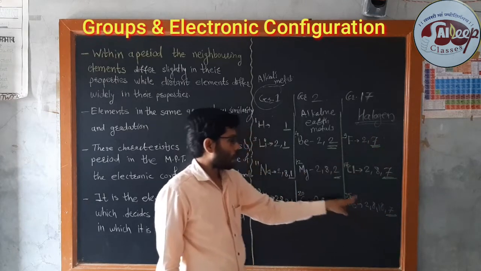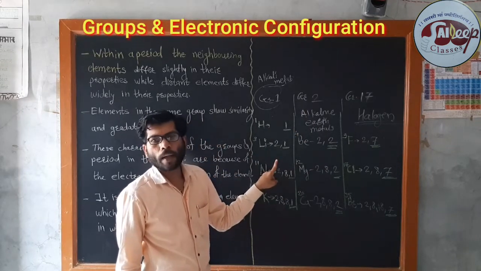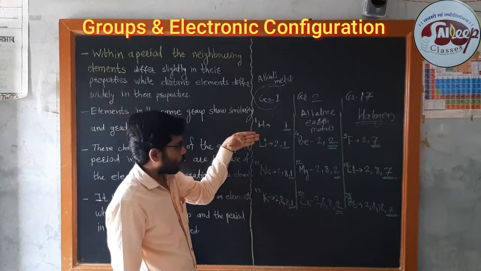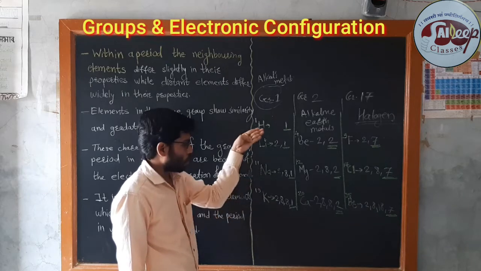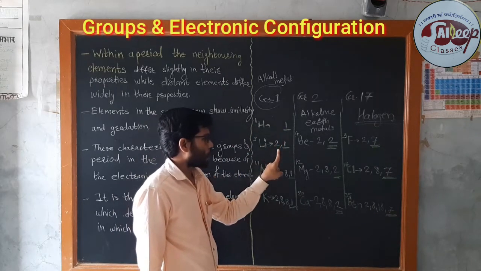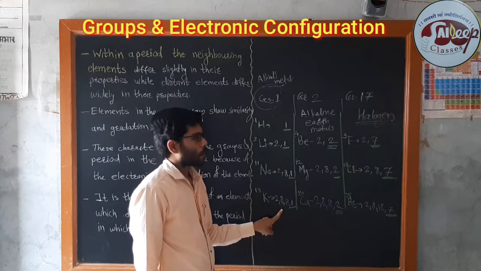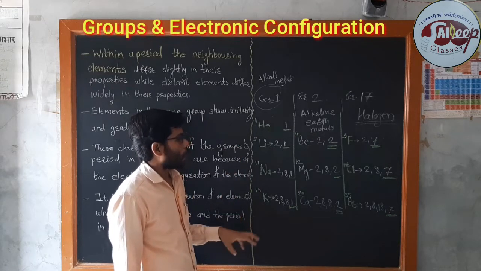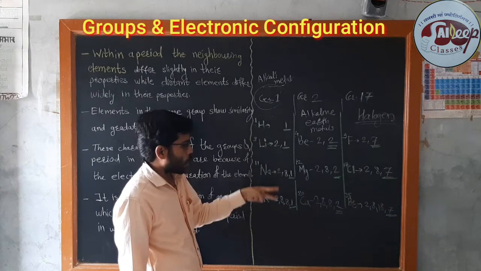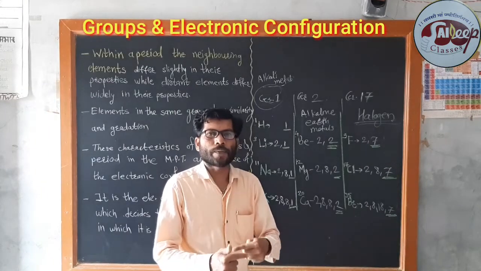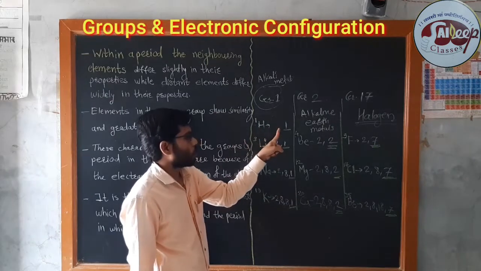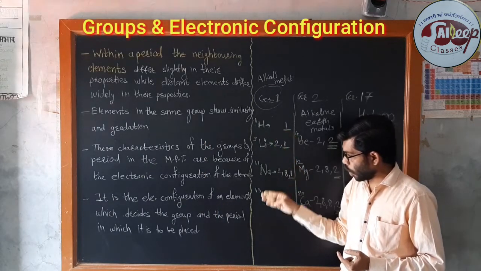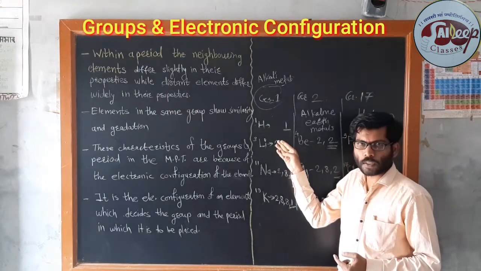Here valence electron is 7, in group second valence electron is 2, and in group first valence electron is 1. That means when we go through the group from top to bottom, here is only one shell, here are 2 shells, here are 3 shells, here are 4 shells. When we observe the electronic configuration of all the elements of group first, we conclude that when we go from top to bottom in a particular group, one shell is added.